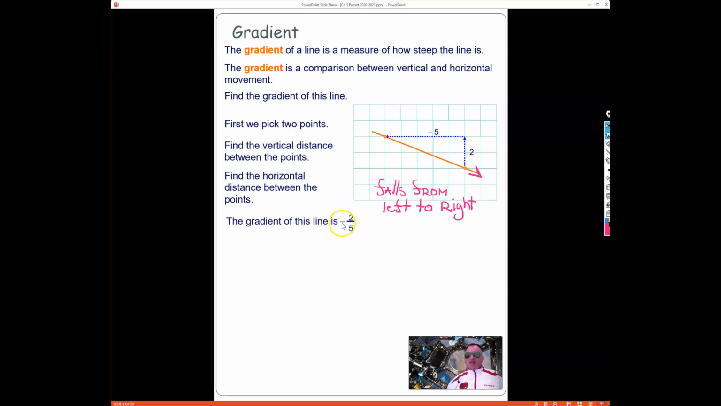Notice that I put the negative right in the middle. It doesn't matter. This would be the same if the negative was on the top. That would be as if you started over on the top one and you went 2 down. That would be -2, and then you'd go right 5. It's the exact same thing. It's just starting at the other point. So it wouldn't matter.